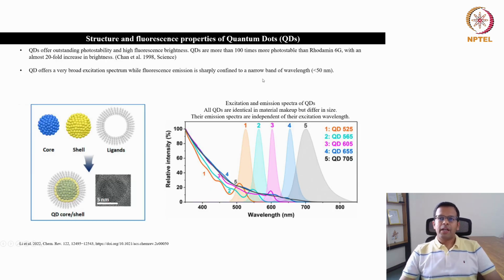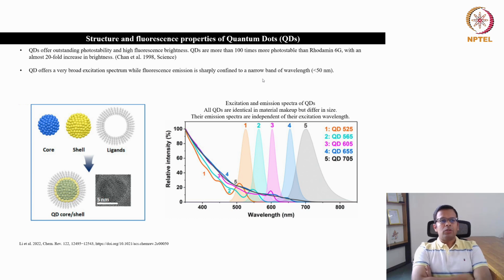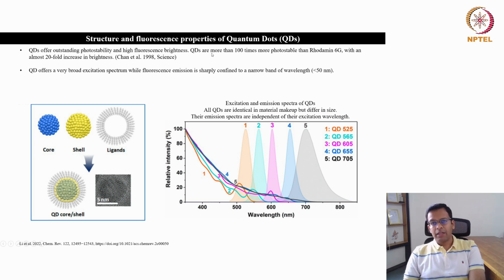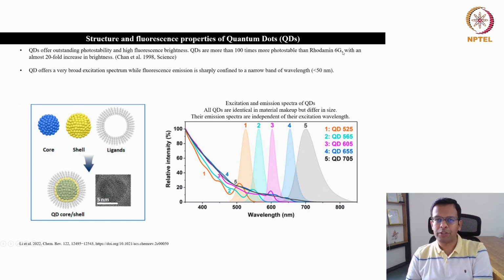Okay, so let us start with the quantum dots. Quantum dots offer outstanding photostability and high fluorescence brightness. They are more than 100 times more photostable than rhodamine 6G dye, which is generally used for super resolution imaging, with an almost 20-fold increase in brightness. So these quantum dots are 100 times more photostable and 20-fold brighter than regular organic fluorescent dyes such as rhodamine 6G. Okay.